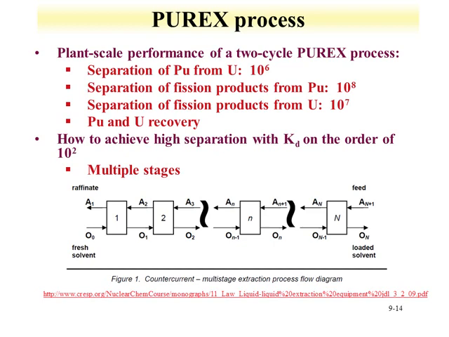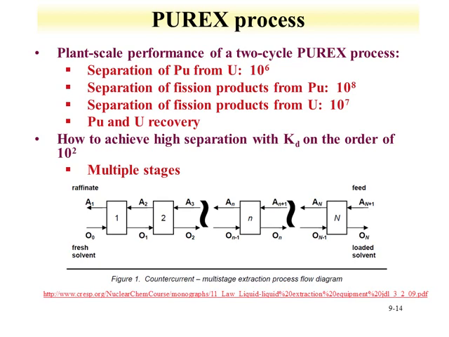In the PUREX process, separations are extremely high. For instance, separation of plutonium from uranium is on the order of 10 to the 6th. Fission products from plutonium, 10 to the 8th. Fission products from uranium, 10 to the 7th, both with very high recovery of plutonium and uranium. So one of the questions with this is, how does one achieve these high separations, 10 to the 6th to 10 to the 8th?